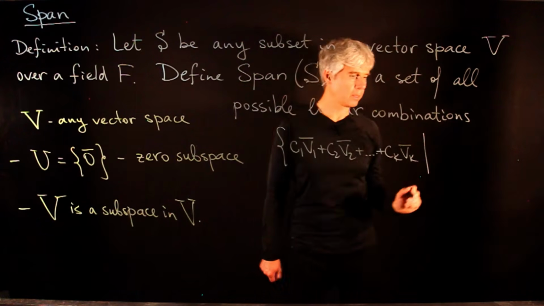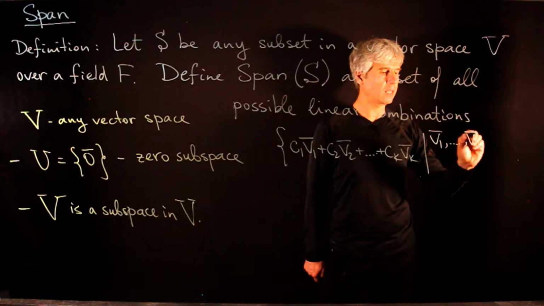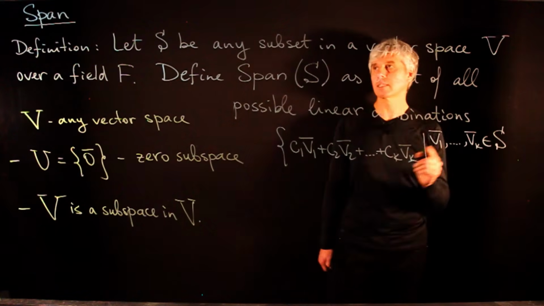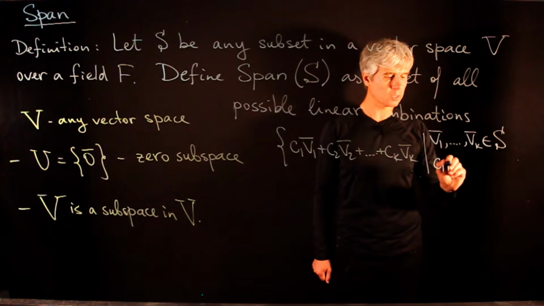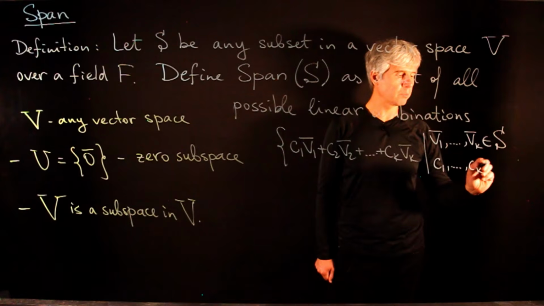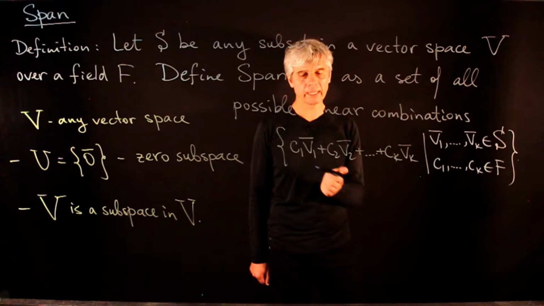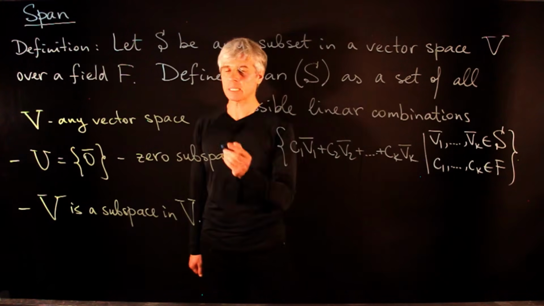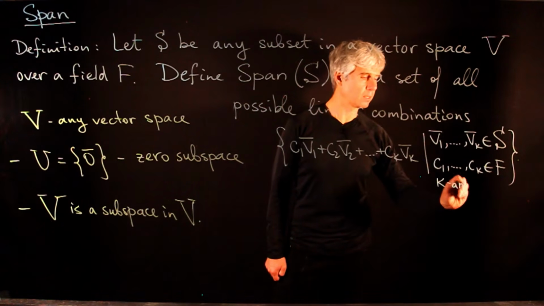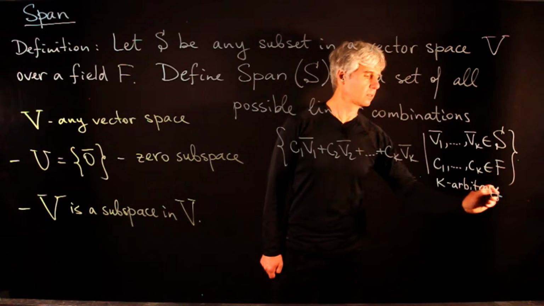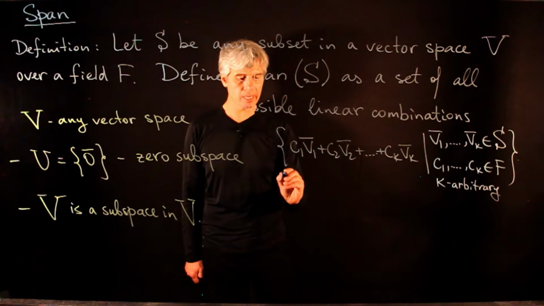where all vectors V1 through VK belong to S, right? So we take vectors from this given set S, and the scalars C1 through CK belong to our field F. So we take all possible linear combinations of vectors from S with coefficients from the field. And here K is arbitrary. And so then this set is called span of S.